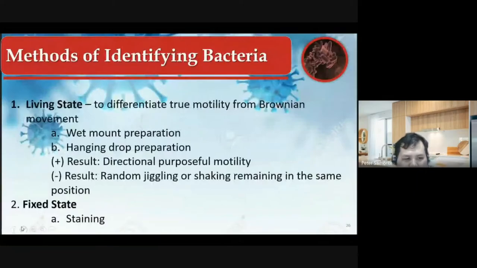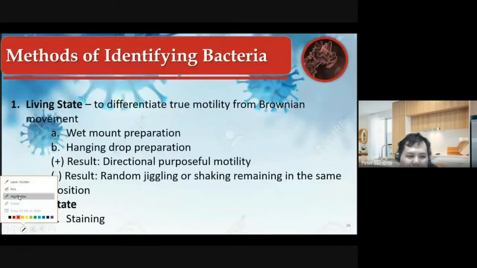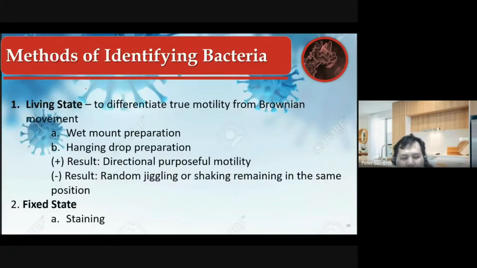Okay. Now, there are methods, class, in identifying your bacteria. Remember, class, your bacteria could come in a living or viable state, and a fixed state. Now, whenever you want to identify your living state bacteria, you have to see first proof of life. So one of those proofs of life na buhay siya would be your motility. Now your motility can be classified into two types, false and true motility. Now let's first focus on false motility. Your false motility, meaning hindi talaga siya totoong motile, is your Brownian movement.